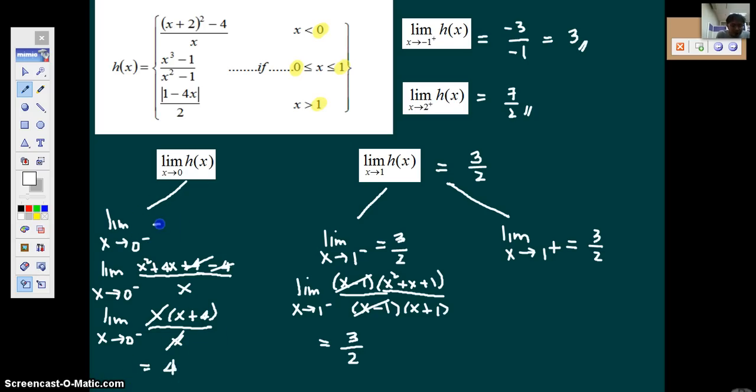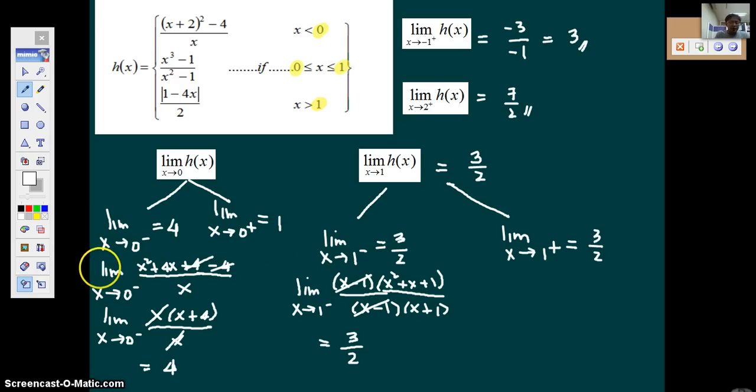So the left hand limit, or x approaches 0 from the left, is 4. Now, what about the right hand limit? X approaches 0 from the right. So if we approach 0 from the right, then we should use the second condition. And we can simply substitute 0. 0 minus 0 cubed minus 1 is negative 1. 0 squared minus 1, also negative 1. So negative 1 over negative 1, this is positive 1.